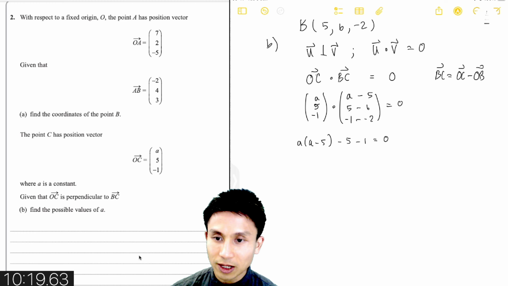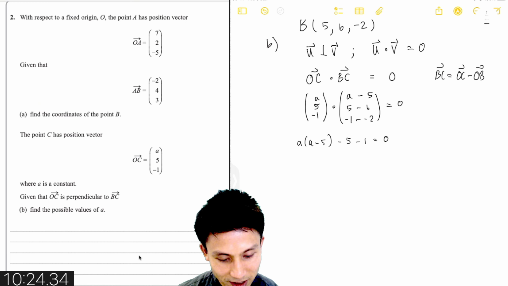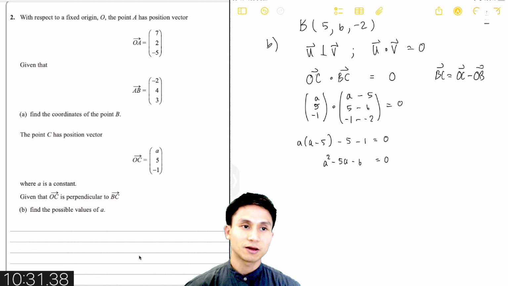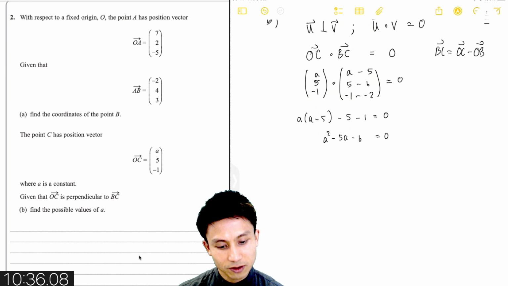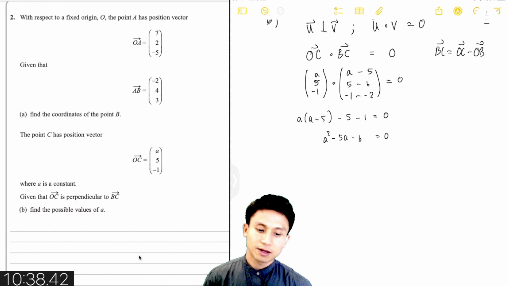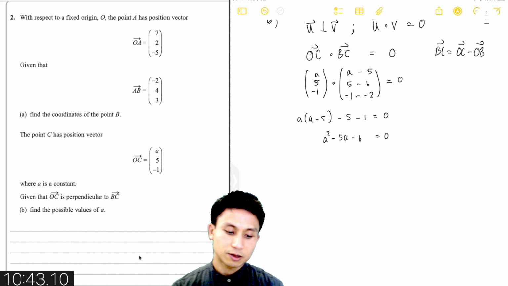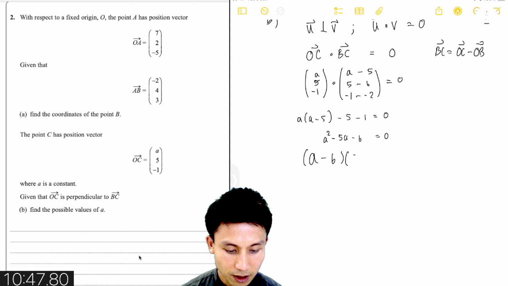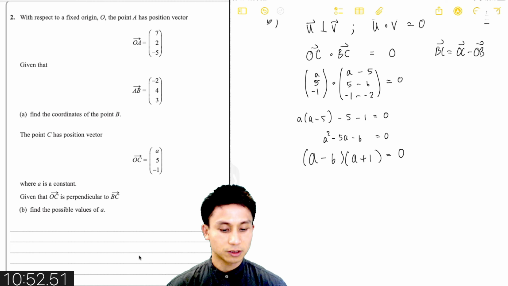Alright? So that is quite simple to solve because you just solve it. Right? So here, we can do a squared minus 5a minus 6 equals 0. I should write a bit bigger, right? And, well, is it possible? Yeah, I think we can factorize that. So I'm going to do a minus 6 and a plus 1 equals 0. How about that? Right? That works, yeah?